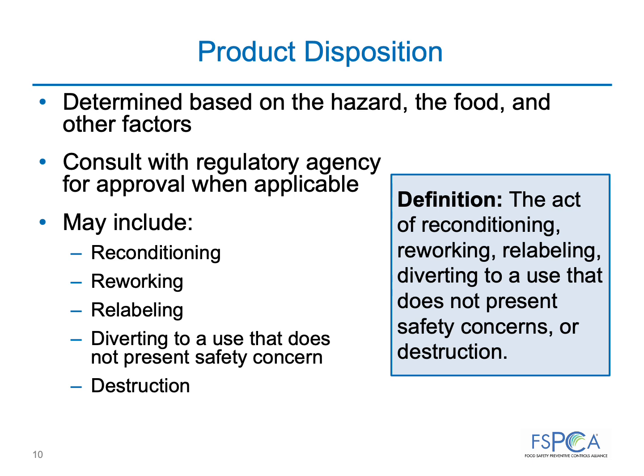As discussed in Chapter 2, if the facility plans to divert the product to animal food use, the product must comply with the preventive controls for animal food regulation. So it is recommended that the recall plan address how to meet these requirements if animal food diversion is identified as an option. Destruction of the product is the final option and is sometimes necessary. Consult with the regulatory agency for approval when applicable.